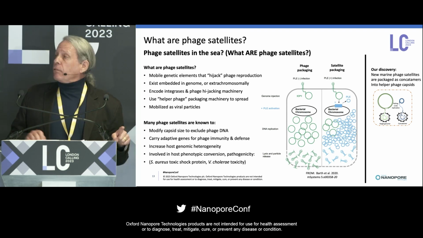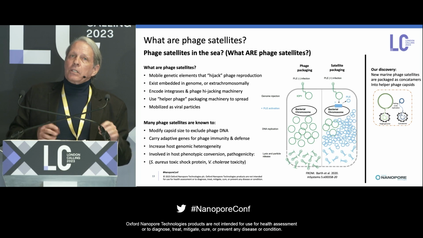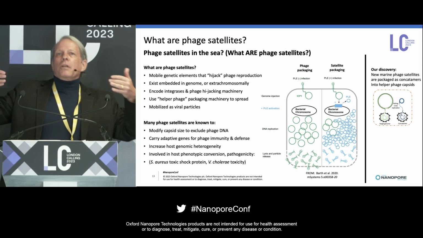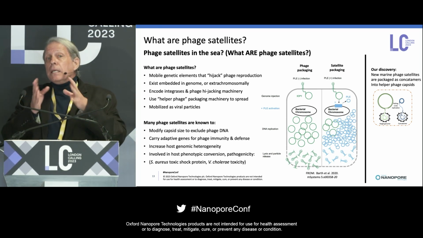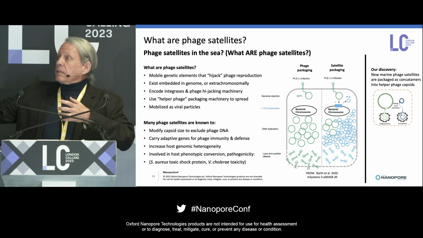Now, our discovery in this work is that some of these phage satellites actually appear to make concatemers, which are then packaged by the headful into these phage genomes. So, into these phage capsids, and that's how they propagate.